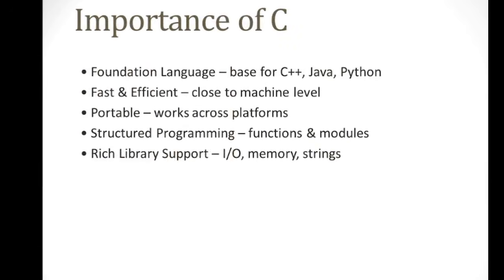Importance of C. C is one of the most important programming languages ever created. It laid the foundation for many modern languages. It's fast and efficient, offering direct control over memory and hardware. C is portable, meaning the same code can run on different platforms with little or no change. It also supports structured programming and comes with a rich library of functions for input, output and memory handling.